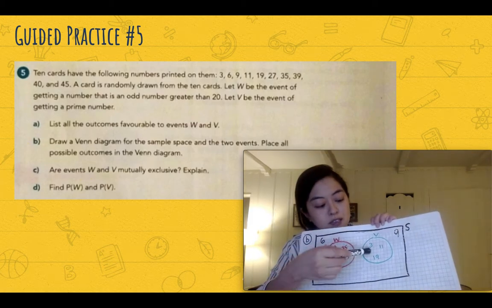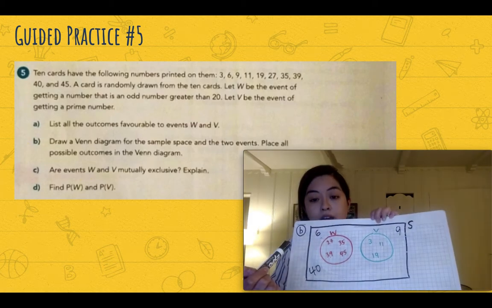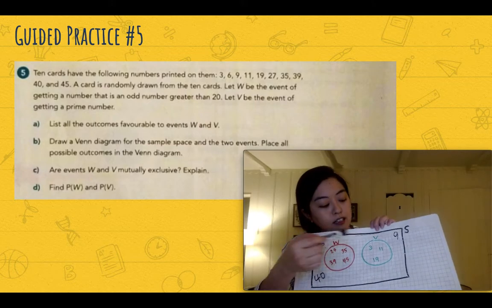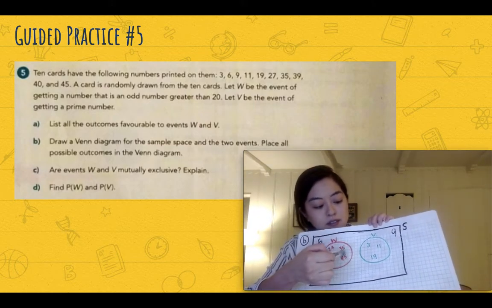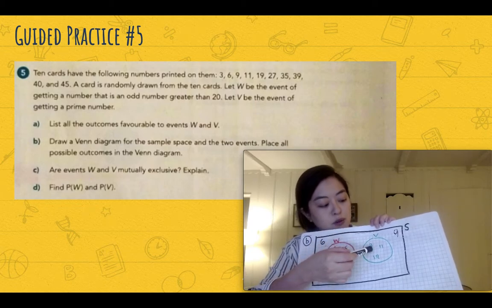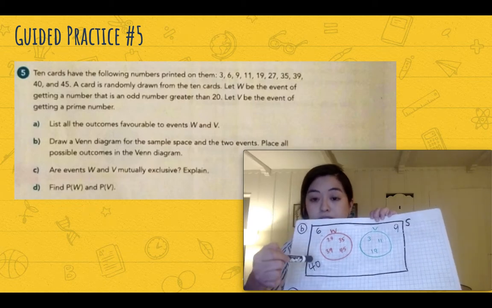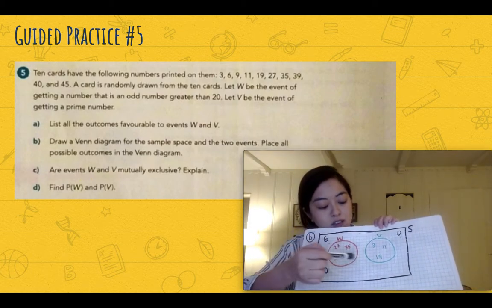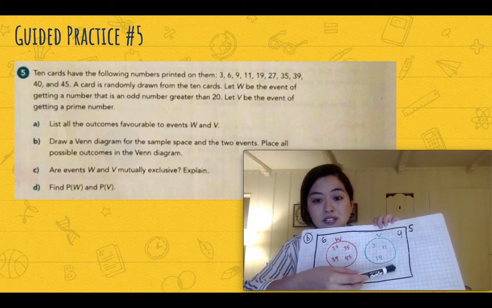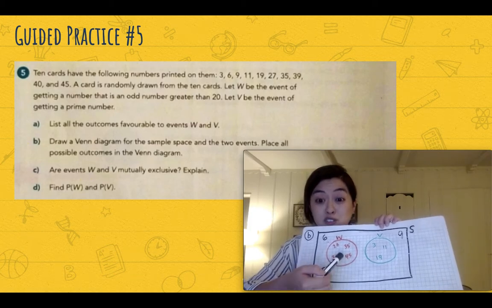I put the outcomes inside my circles here, and whatever I didn't use as outcomes inside my circles, or my events W and V, I put somewhere in the rectangle. Again, where you write it inside the rectangle doesn't matter as long as it's inside the rectangle but outside of the circles.